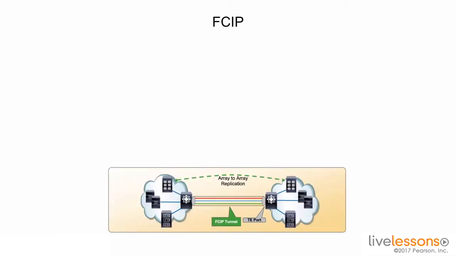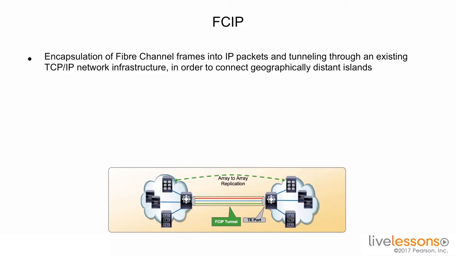Another way for switches to communicate with each other over long distances is Fibre Channel over IP. Fibre Channel over IP is a way to encapsulate Fibre Channel frames into IP packets and tunnel them through an existing TCP/IP network. So if I had 2 data centers that I wanted to connect with Fibre Channel, but the distances were too great for my buffer-to-buffer credits or the optics that I had, I could encapsulate that and send it over a layer 3 IP network till it got to the other side, where I unencapsulated it and turned it back into Fibre Channel.